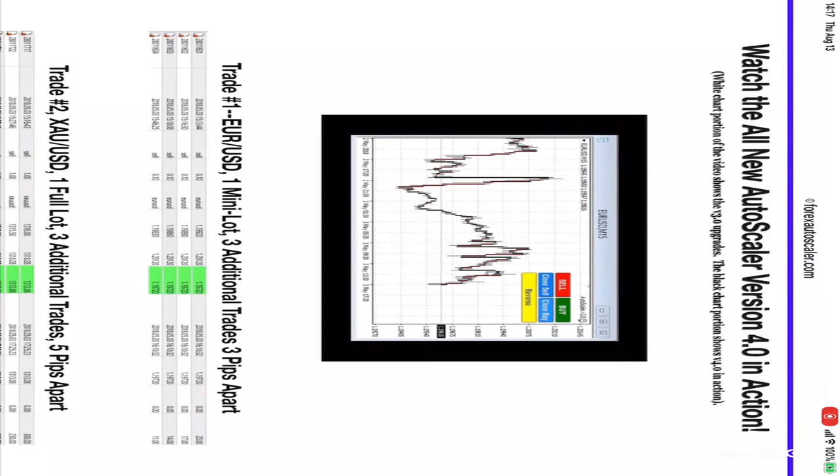Now there's another gold trade that we took as well just a few minutes after we got into this one, and I'll switch over in a second and we'll look at that chart.